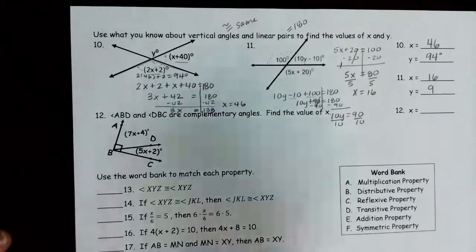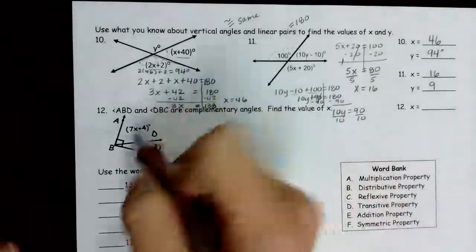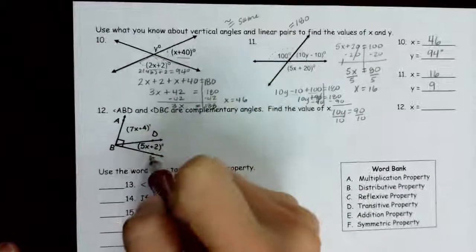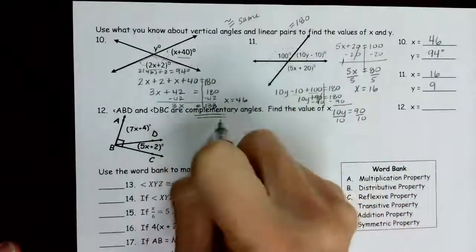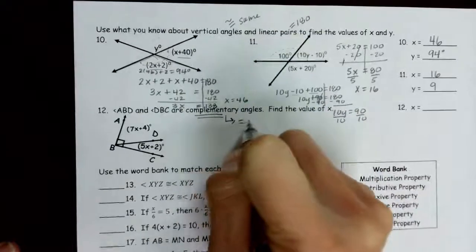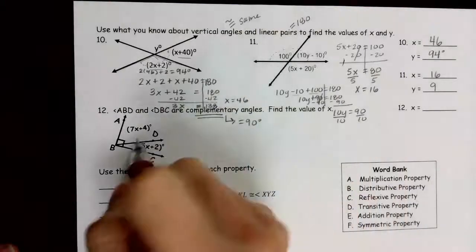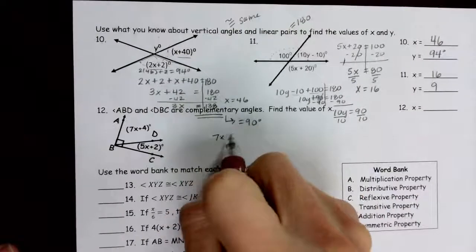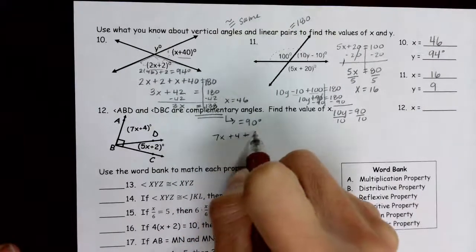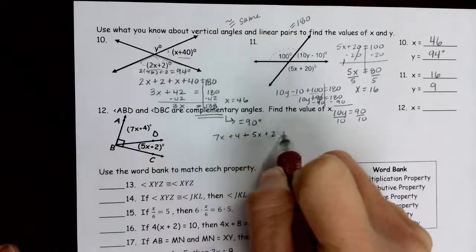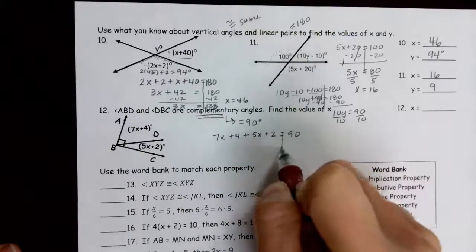Okay? All right, on the next diagram, angle ABD and DBC are complementary angles. Now, complementary means that together they will equal 90 degrees. Okay, the sum of two angles is equal to 90 degrees. So what that means is I need to add them. I'm going to take 7x plus 4 plus 5x plus 2 and set it equal to 90.